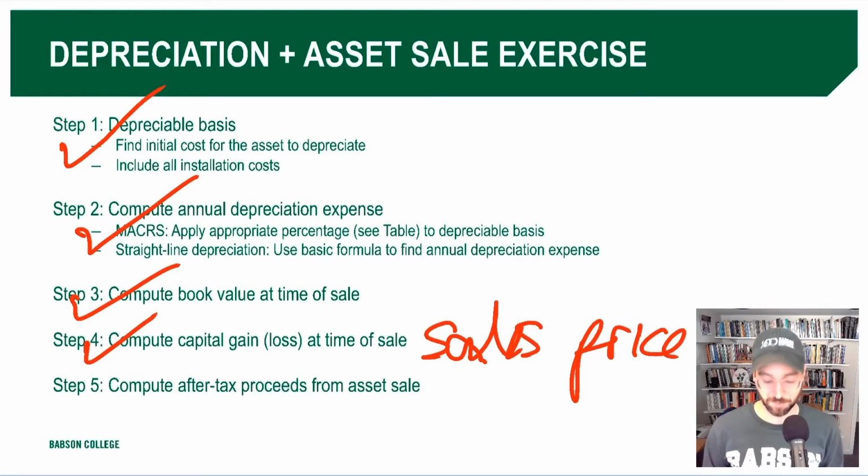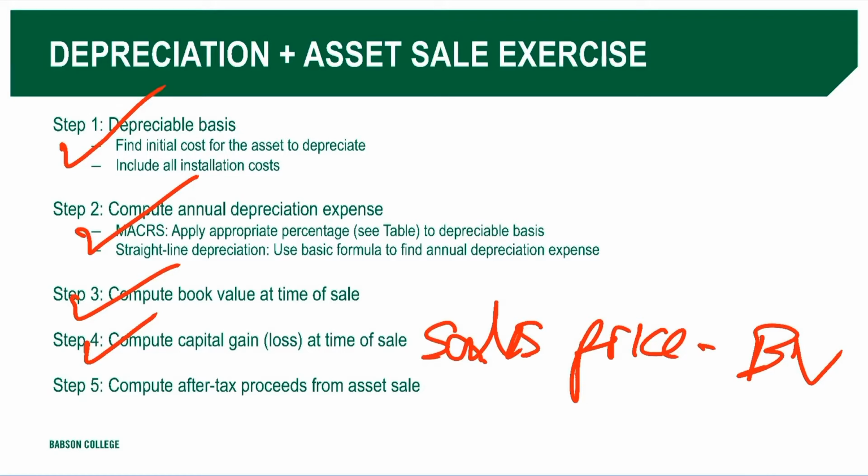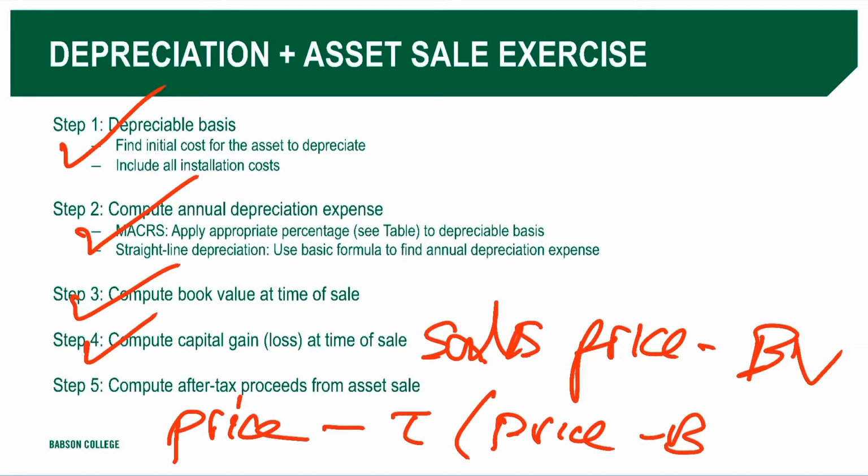If the sales price is above the book value, that's going to be a taxable gain, a capital gain. If the sales price is less than the book value, that's going to be a taxable loss. And then we can compute the after-tax proceeds from the asset sale using the formula on the previous slide. We take the price, which is the sales price, and subtract off tau, the tax rate, times that capital gain that we estimated in step 4, price minus book value, noting that the thing in parentheses might be positive or might be negative. If it's negative, we're going to get a tax rebate.